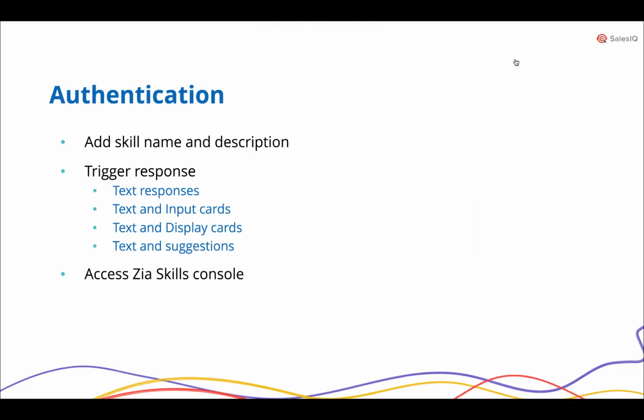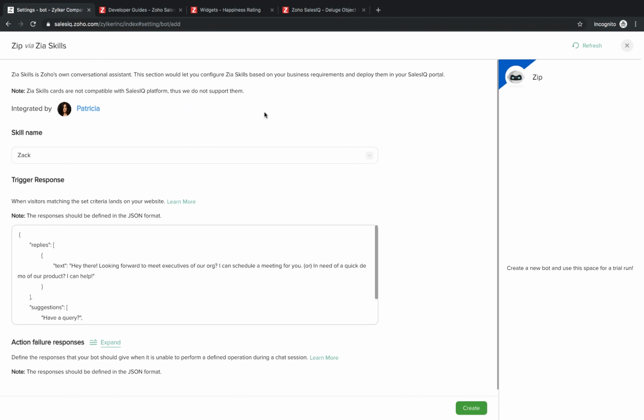So as the next step, we are going to be authenticating the Zia Skills platform. Since we're done setting up our Zobot, we're going to authenticate it now by adding skill names, descriptions, trigger responses, and then we'll access the Zia Skills console. So let me show you how that's done.